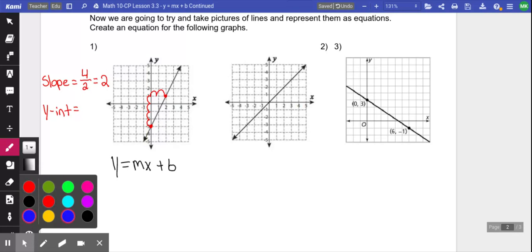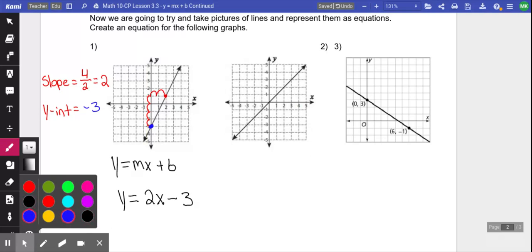Your y-intercept is where this graph crosses your y-axis, which is at negative 3. This means that my equation is 2x minus 3. That's a slope of 2 and a y-intercept of negative 3.